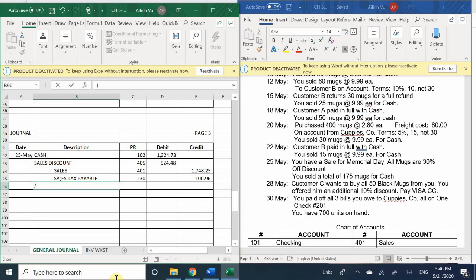All right. So what do I need to recognize here? 28 May, Customer C. Hold up, we still have one more. Hold up. Let me finish this description real quick. 30% in store discount. Oh, yeah. Okay. And I spelled discount wrong.